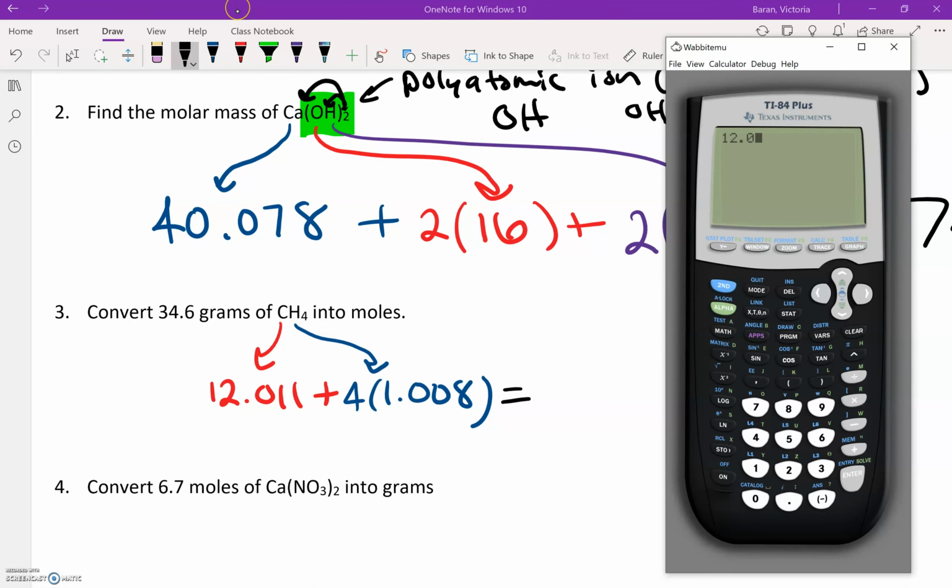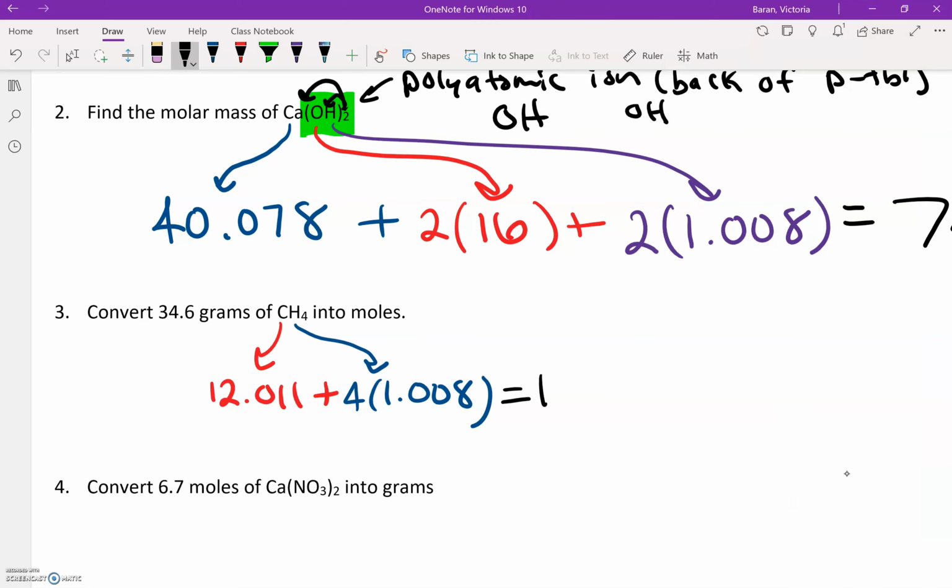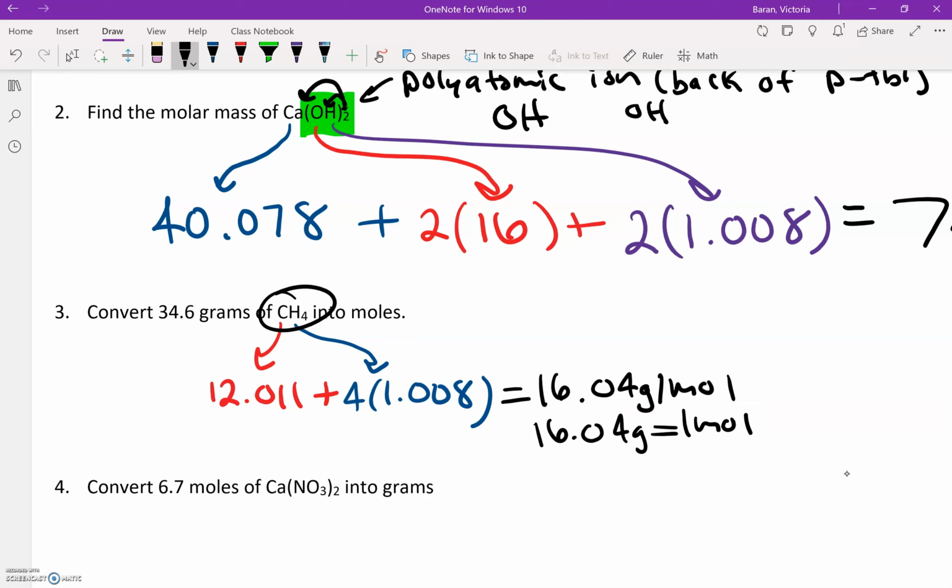12.011 plus, do parentheses, 4 times 1.008. So 16.04 grams per mole. Now again, this is the same thing as saying 16.04 grams is equal to 1 mole. So if you have 16.04 grams of CH4, you have exactly 1 mole of CH4.